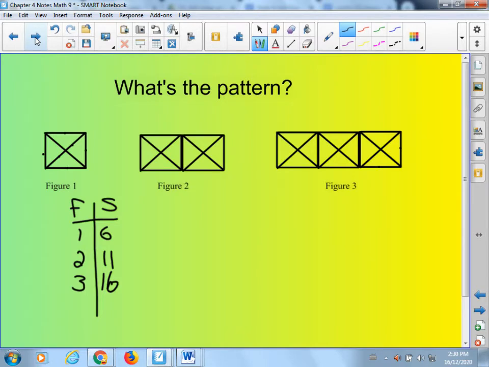So in that kind of situation, you'd be saying each time that you add another figure number, you are adding 5 more sticks to complete the pattern. Okay, you may know that your formula is 5 times the figure number plus 1 to get the sticks. Okay, but it was just asking you for the pattern.